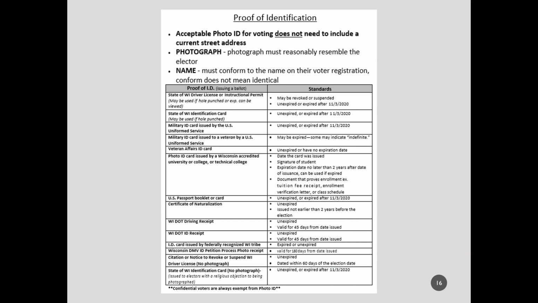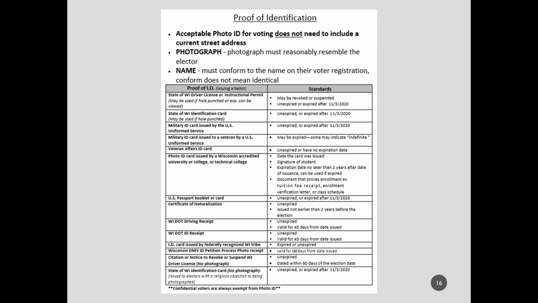The U.S. passport booklet or card must be unexpired or expired after 11/3 of 2020. Certificate of naturalization, unexpired or issued no earlier than 2 years before the election. Wisconsin DOT driving receipt, unexpired or valid for 45 days from the date issued. The DOT ID receipt would be the same. An ID card issued by a federally recognized Wisconsin tribe can be expired or unexpired. A Wisconsin DMV ID petition process photo receipt is only valid for 180 days from issuance.